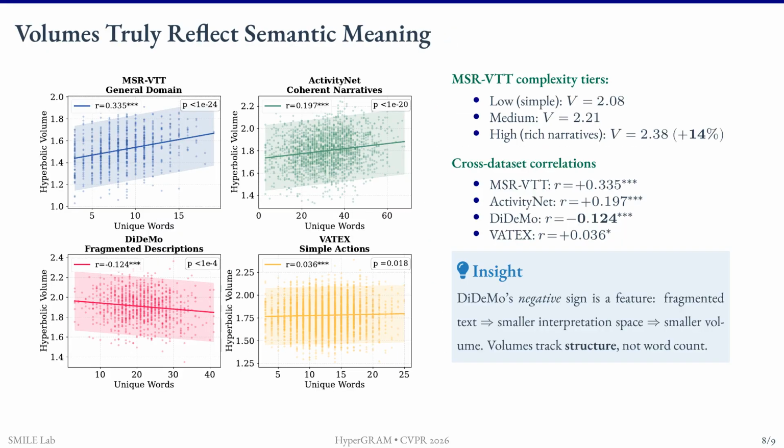And one last check: does the volume actually reflect interpretation space size? On MSR-VTT, a simple caption gives a volume of 2.08, a rich caption gives 2.38. That's a clean 14% increase. An interesting case is DiDeMo. The correlation is negative. That's not a failure, it's a feature. DiDeMo descriptions look like: person walks, sits down, head appears. More words, but fragmentary events, smaller interpretation space, smaller volume. Volume tracks semantic structure, not word count.